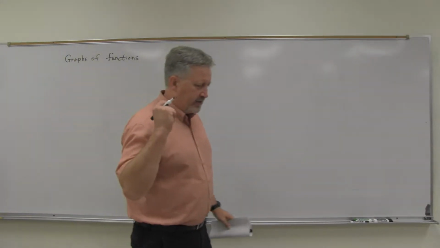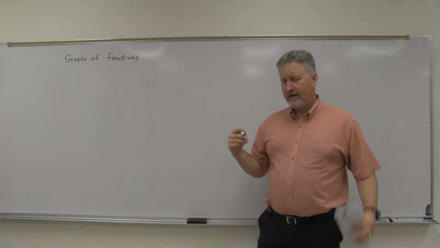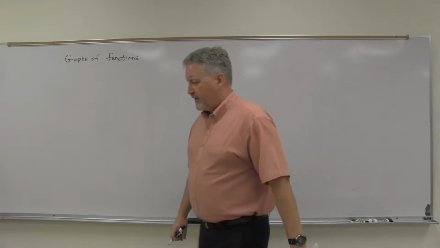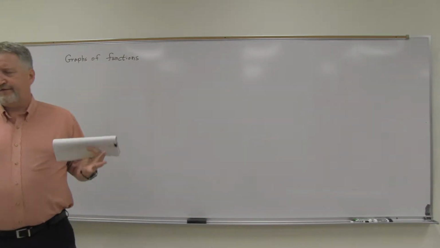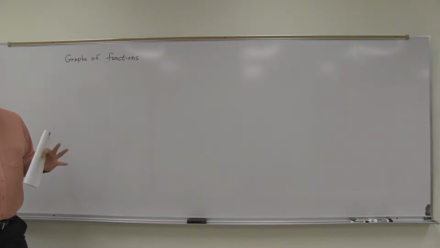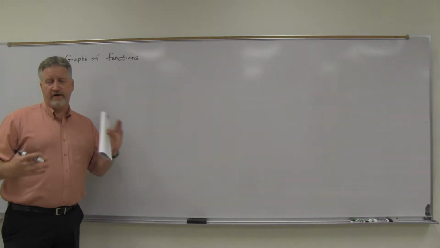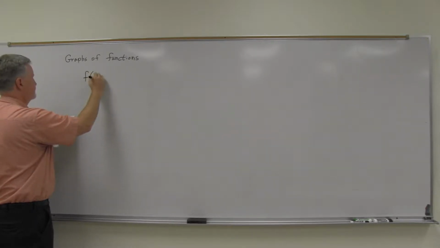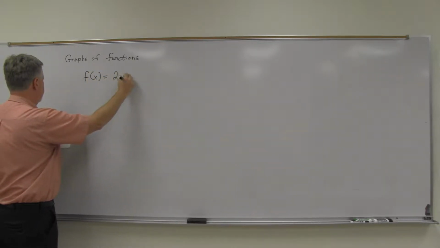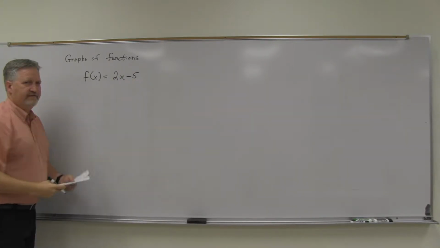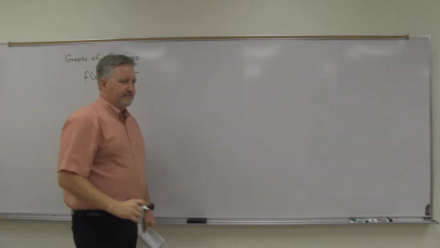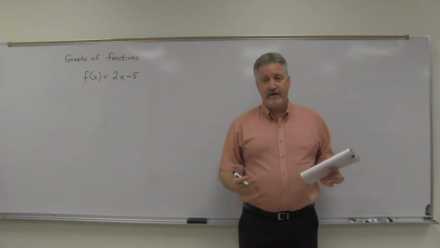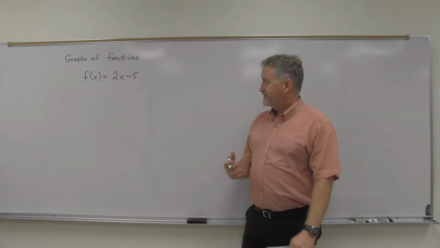What we need to talk about are graphs of functions, and what those graphs turn out looking like. Let me start with a couple of graphs of functions. We'll talk about different ways we can graph functions, but let's start with f of x equals 2x minus 5. Hopefully you recognize that function. We called it y equals 2x minus 5.